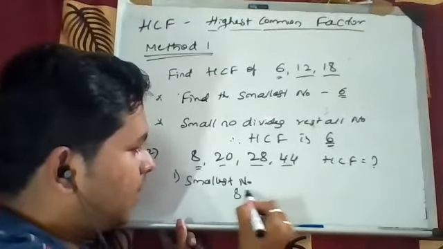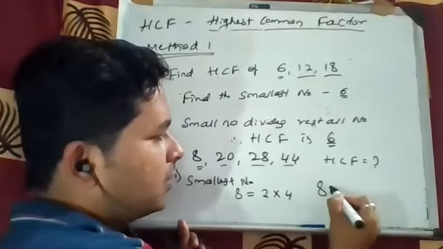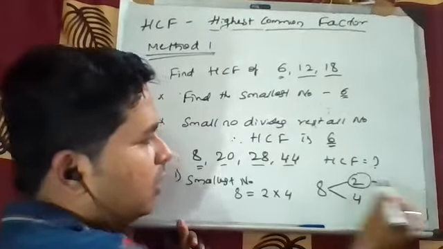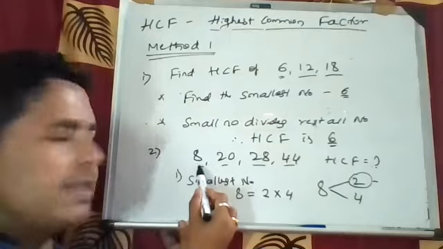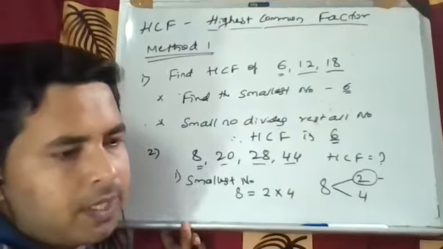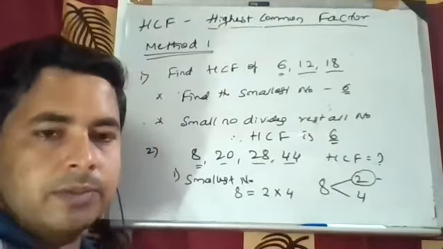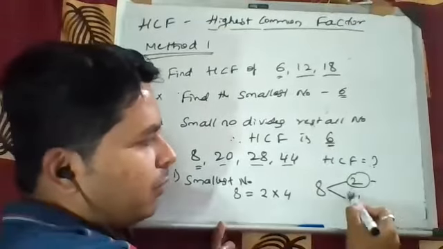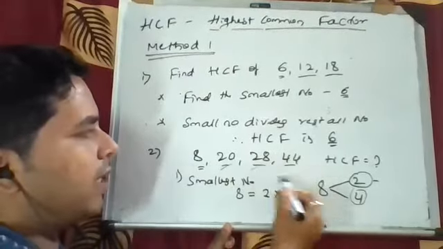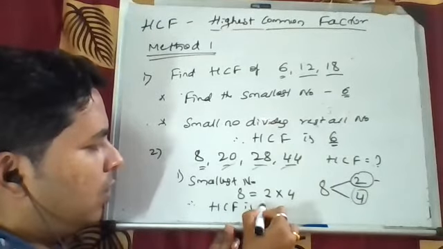Find the factors. How can we write 8? 2 into 4. Okay. So the factors of 8 are 2 and 4. Then check whether my 2 divides all the numbers. So 2 divides 8, 20, 28 and 44. And the same, whether my 4 will divide or not. 2 is a small number. I need to check the highest number. So does my 4 divide all of them? 4 divides 8, 4 divides 20, 4 divides 28, 4 divides 44. So here the HCF is 4.